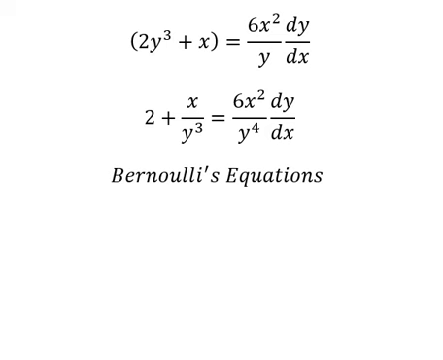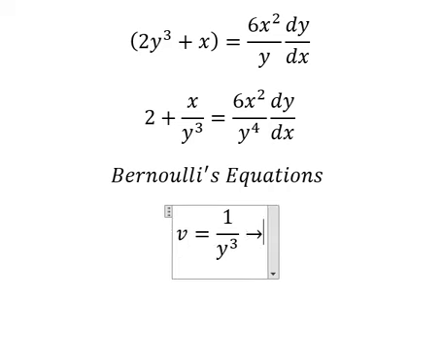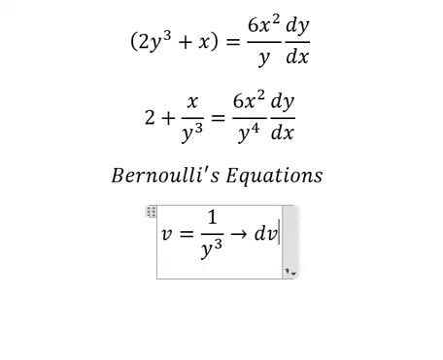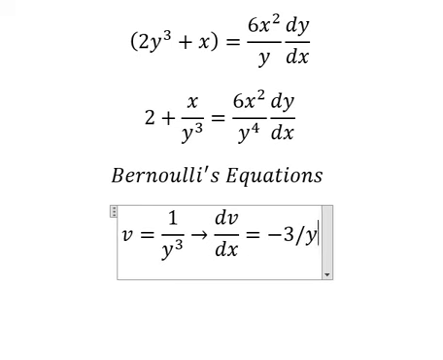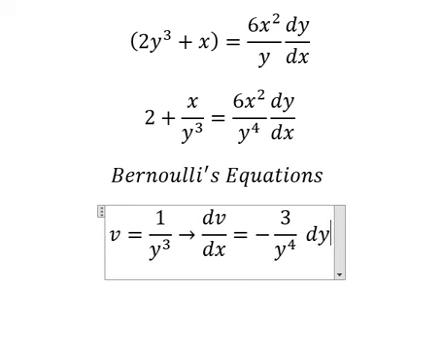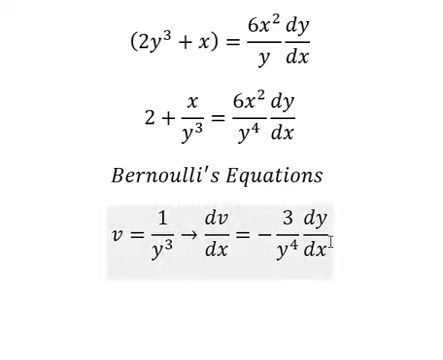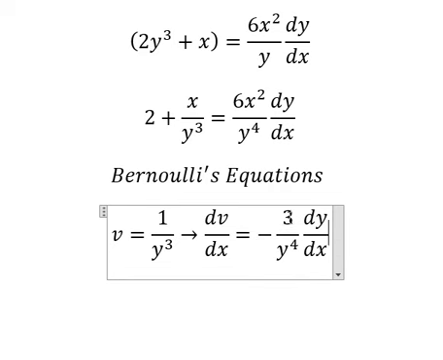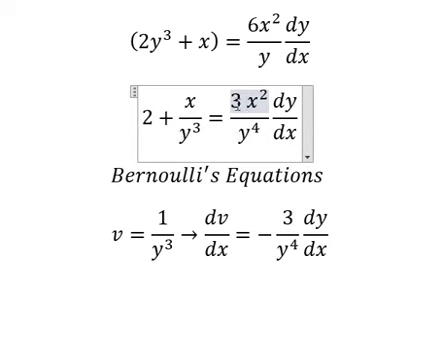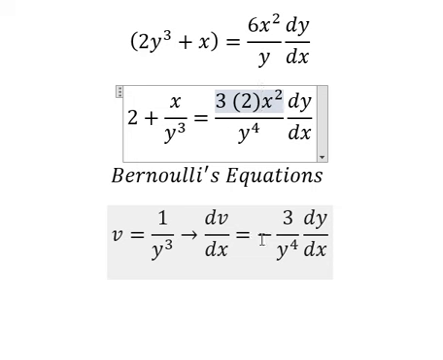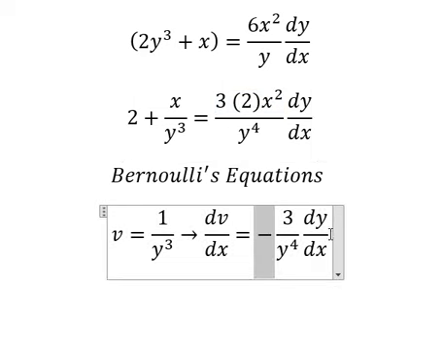So I will put v equals 1 over y to the power of 3. That means we first need to take the derivative of both sides, and we have it like this. We have negative 3 over y to the power of 4 dy over dx. Because we have only the 6, which comes from 3 with 2, I will put the negative sign to the left.